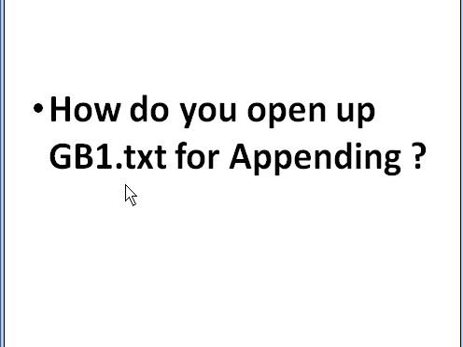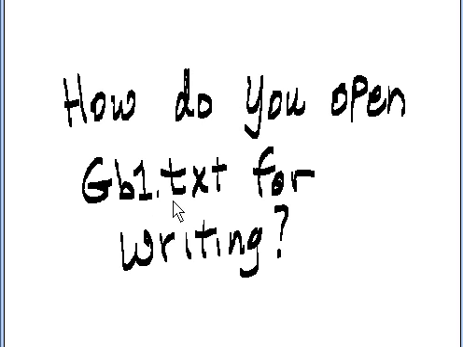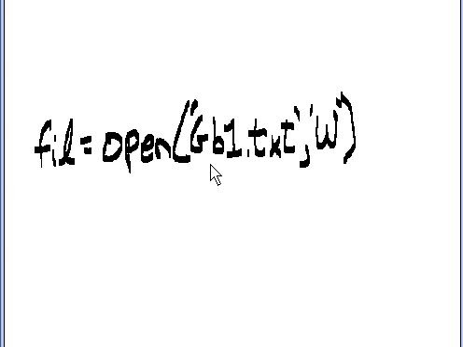How do you open up gb1.txt for appending? file = open('gb1.txt', 'a'). How do you open gb1.txt for writing? file = open('gb1.txt', 'w').